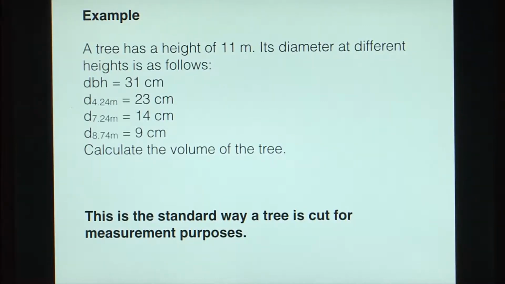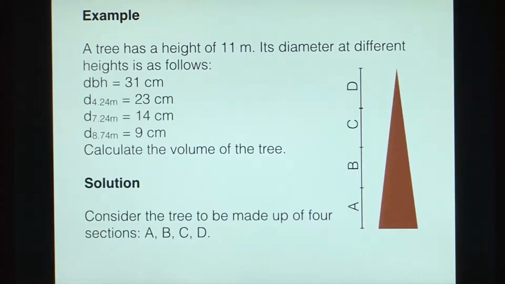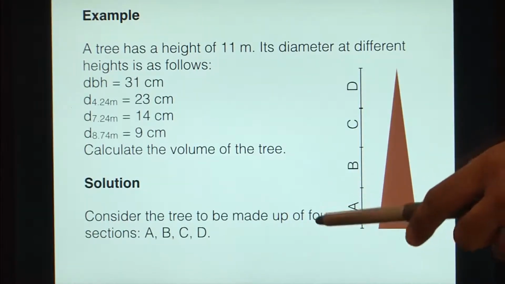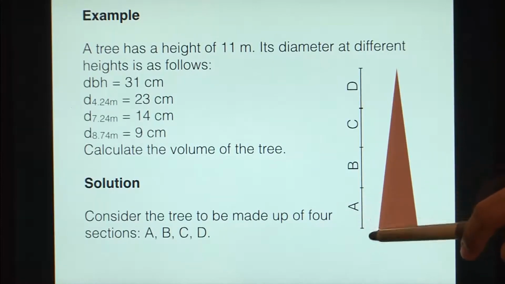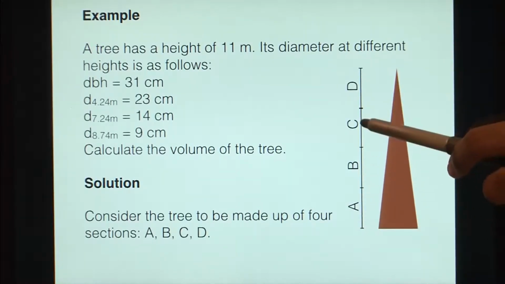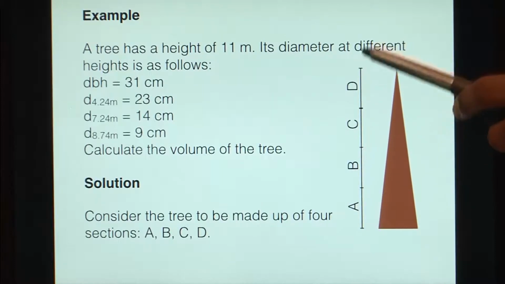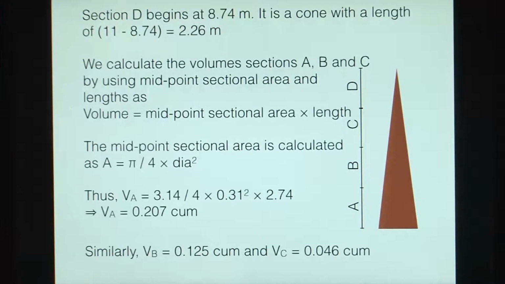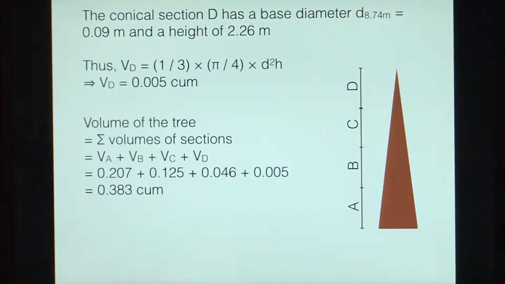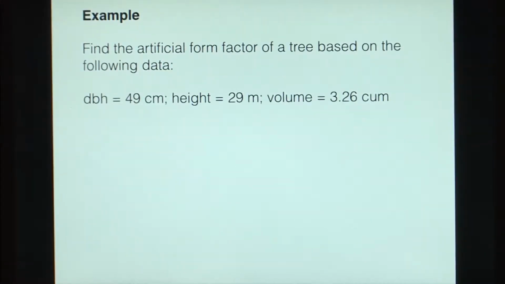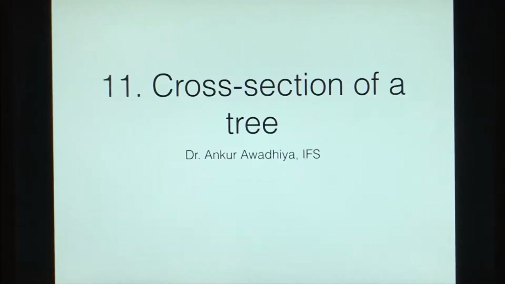So, we measure diameters at these reference locations. We divide it into sections in which your first section A is twice the breast height, and all the other sections are 3 meters, and your top section is a cone. So, we measure these diameters and then we can calculate the volume of the tree by this method. We also looked at the calculation of artificial form factors, and we also looked at the cross section of a tree in the next lecture.